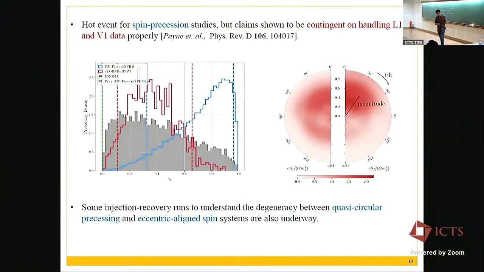It turns out that this particular event was a very hot topic for spin precession studies also. That is, it was shown by many analyses that this has significant evidence of being a quasi-circular precessing spin system. But this particular paper again showed that these claims are again highly contingent on handling the data of Livingston properly. So we are in the process of doing some analyses to disentangle these two effects, the effects of spin precession and eccentricity.